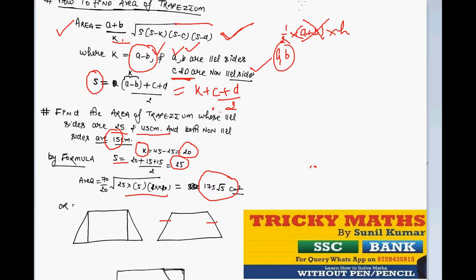We have to find the area of the trapezium whose parallel sides are this and non-parallel sides are both the same. If both non-parallel sides are the same, the trapezium is an isosceles trapezium. First of all, we find k. K is a minus b, which is 20. Then find s: k plus c plus d by 2. Then put it in the formula. You will get the area.